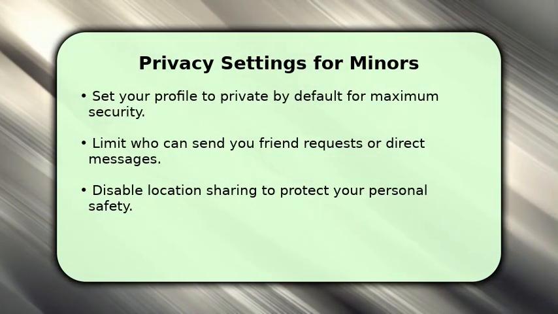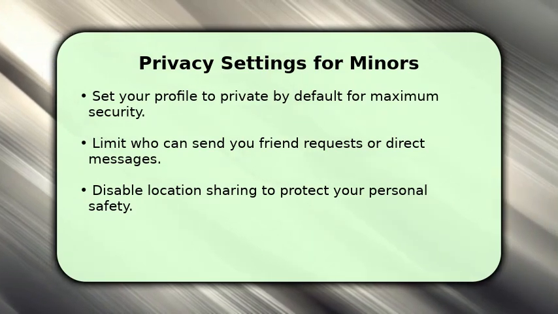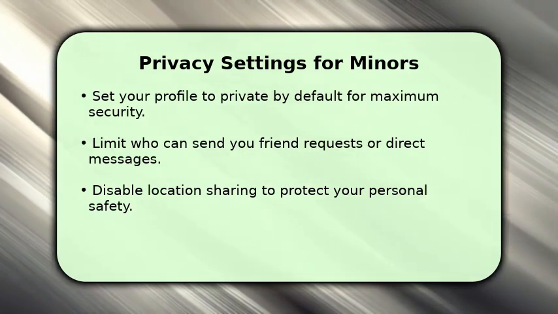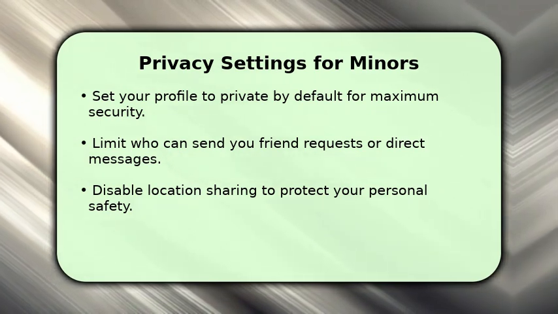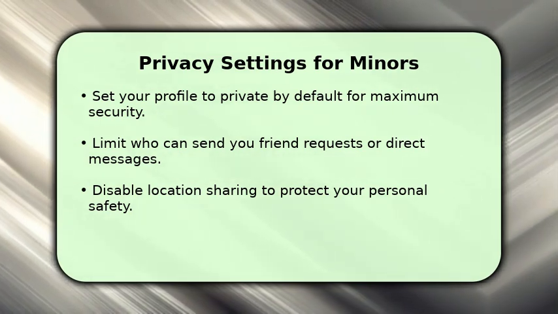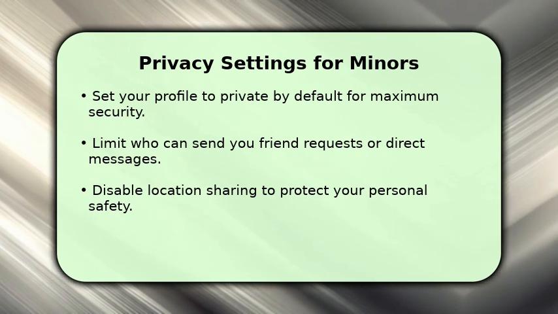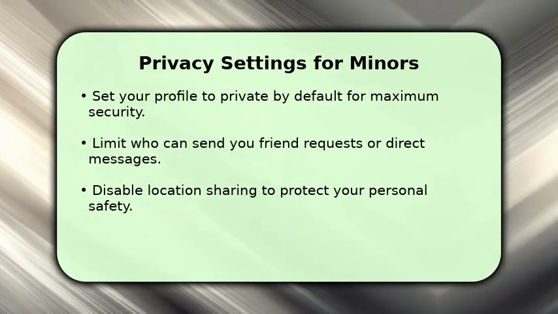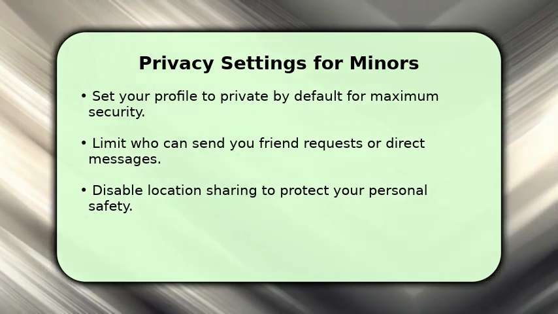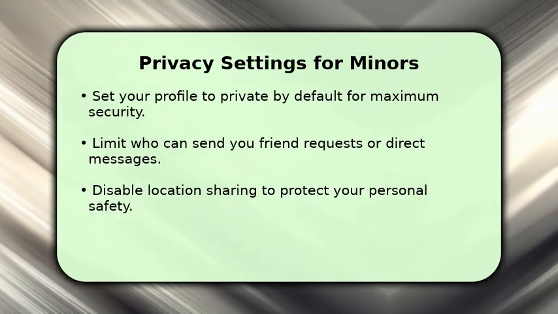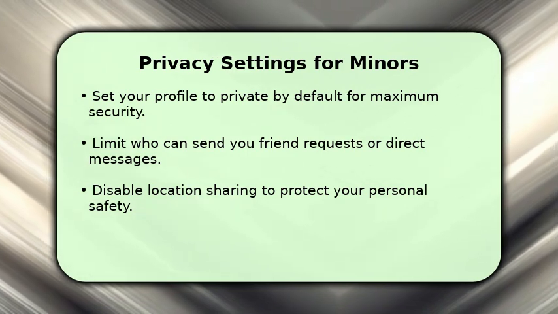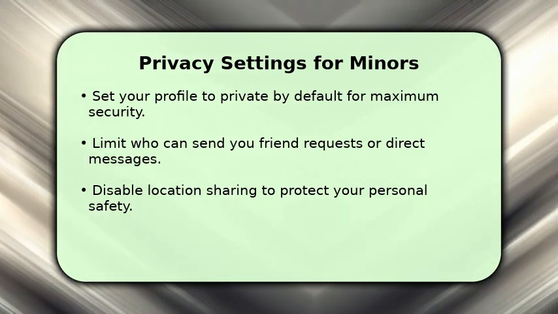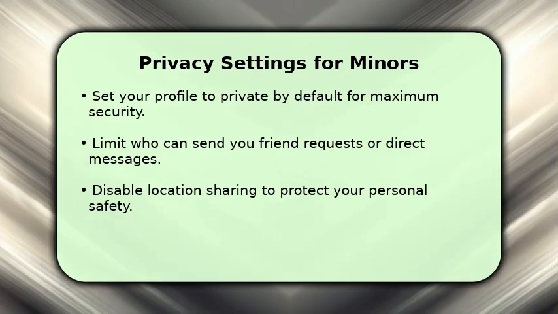Once your profile is created, immediately navigate to the privacy settings. It is highly recommended to set your profile to private, meaning only approved followers can see your posts and information. Adjust settings to control who can send you friend requests, direct messages, or tag you in content. Crucially, disable any location sharing features to protect your personal safety. Regularly review these settings as platforms often update their options.